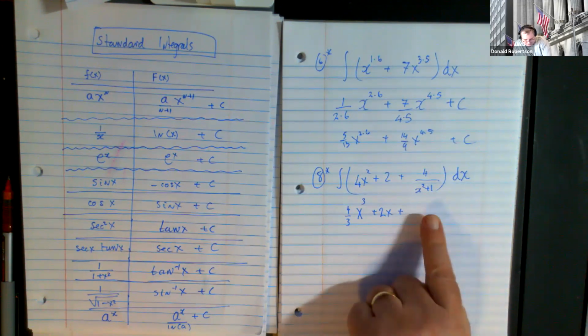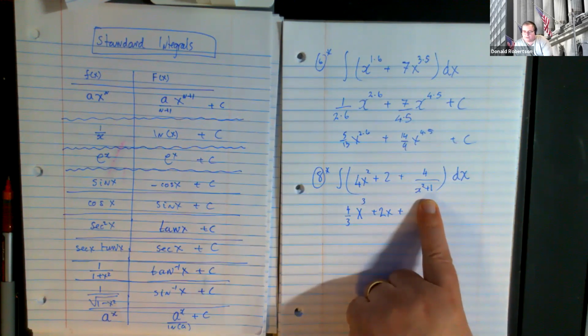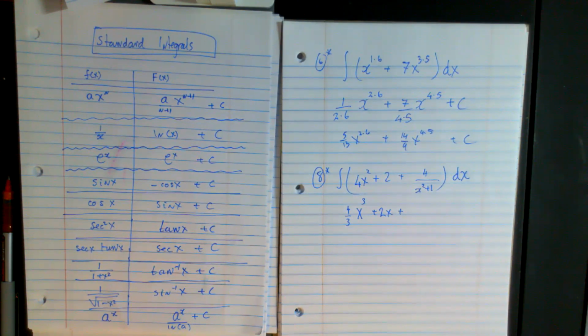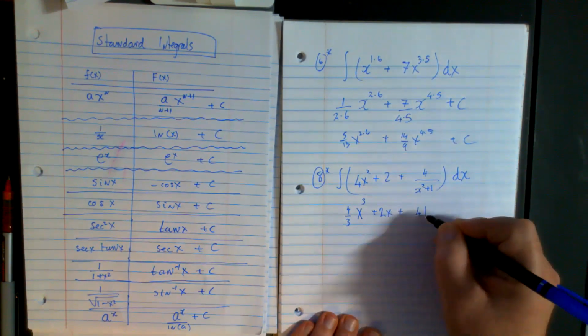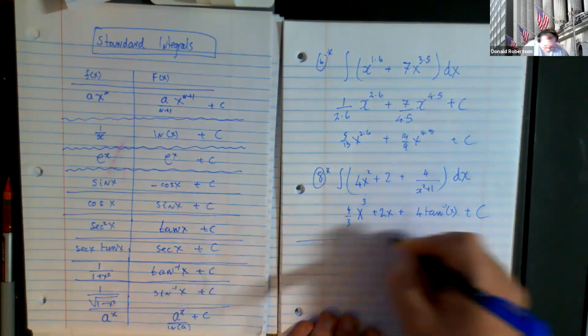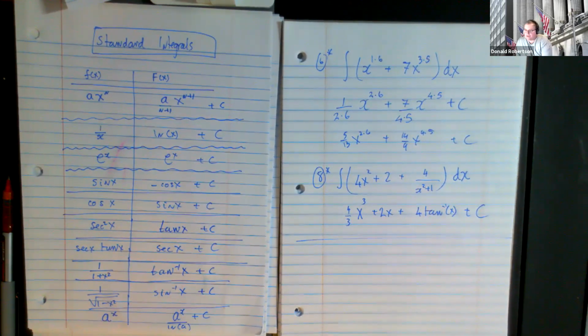What's the antiderivative of this fraction? That'd be 4 times the inverse tan. Yes. And then finish with a plus c and you're done. Can you see some questions can be really quick? Are we good?